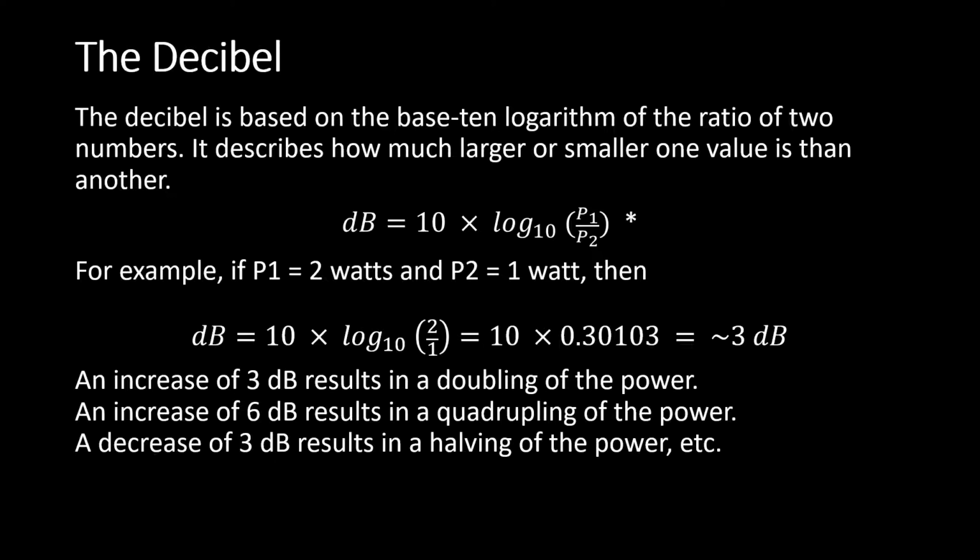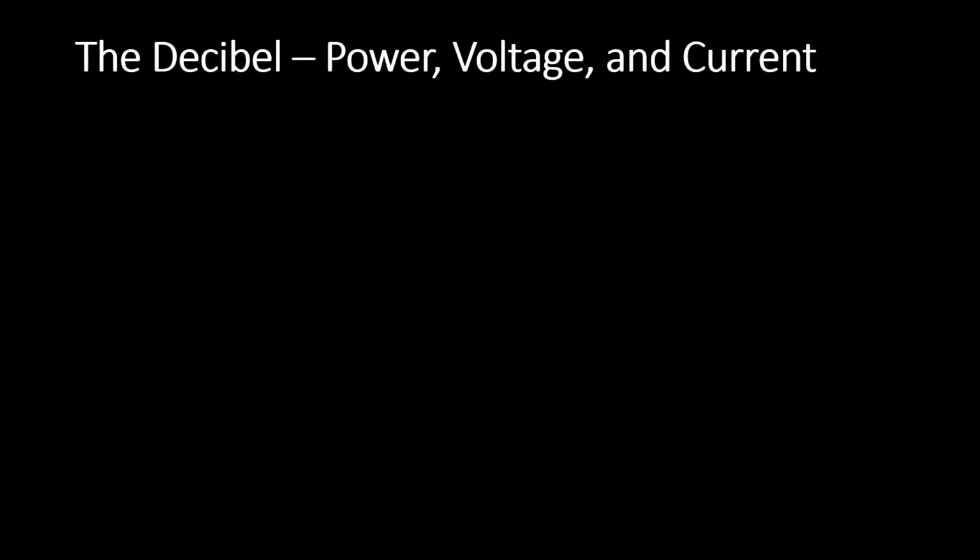So looking at the example above, if we wanted to go from 1 watt to 2 watts, you see the equation there, and it's an increase of 3 decibels. If we go from 2 watts to 1 watt, it would be a decrease of 3 decibels. Now, we also brought up last week the difference between power and voltage, how they're calculated in decibels. And this week we're going to add current to that list.